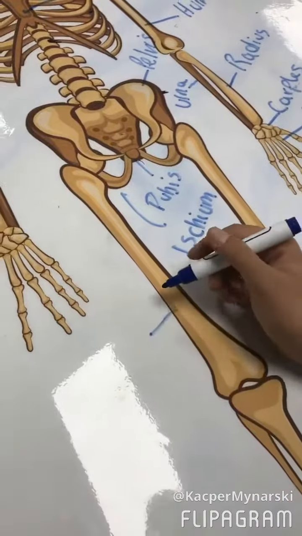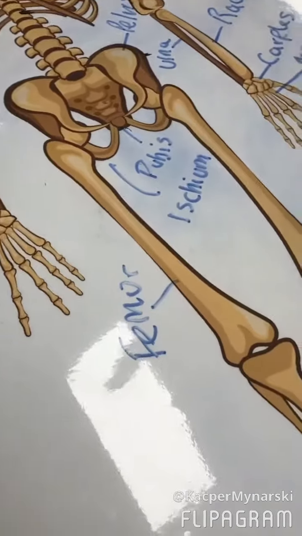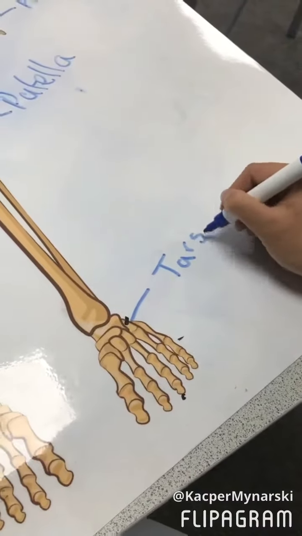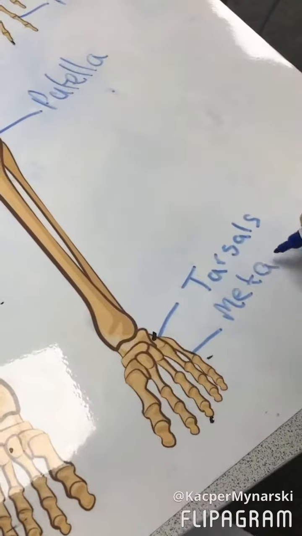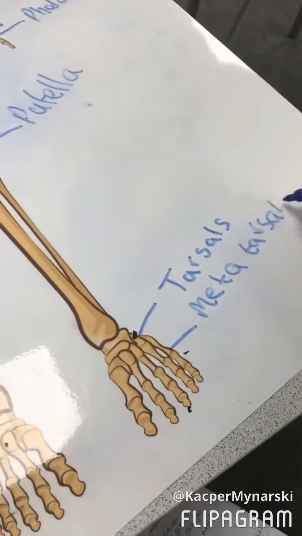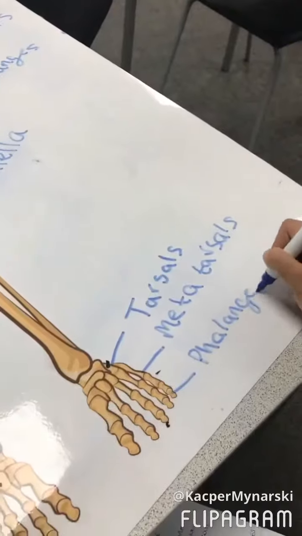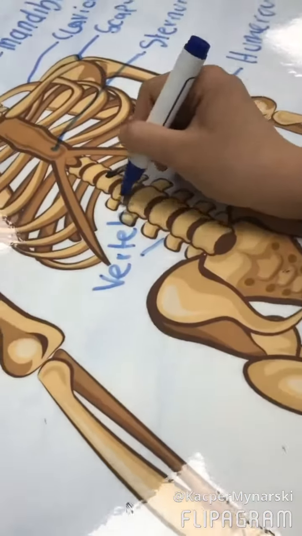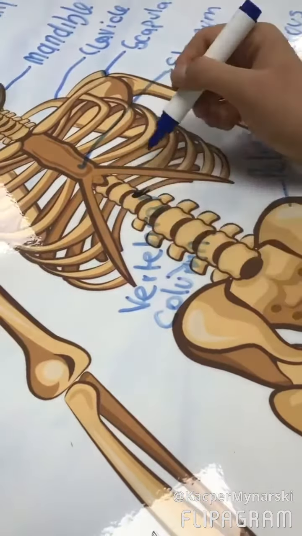This is the biggest bone and the strongest bone in your body. And this is your tarsals, almost similar to your fingers. This is the metatarsals. And this is your phalanges. Also, I forgot about this. This is your vertebral column, which we'll be talking about later. And oh yeah, I forgot the biggest one, the ribs.